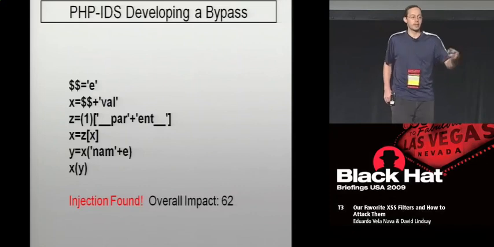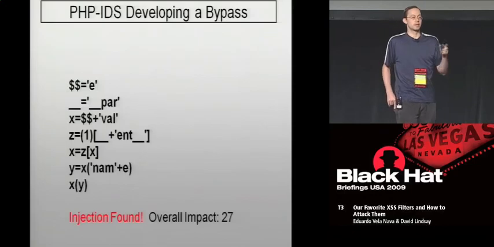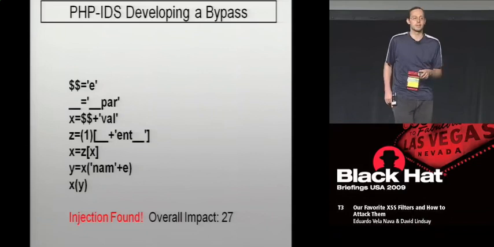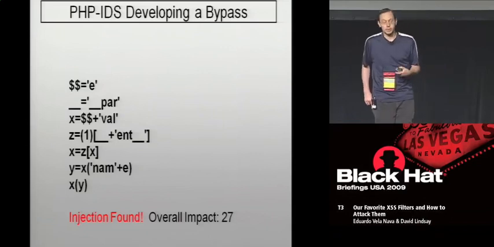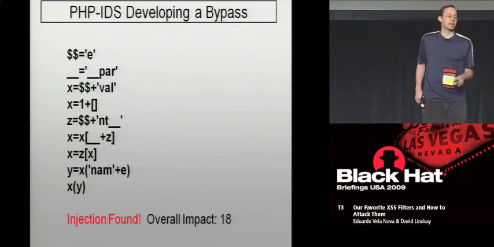So if we keep obfuscating things a little bit more, you can look at the specific filters that are being triggered. You can come up with different tricks that will bypass the different filters. It's a very time-consuming process, but if you do it, you can end up with something like this, and refine that a little bit more.